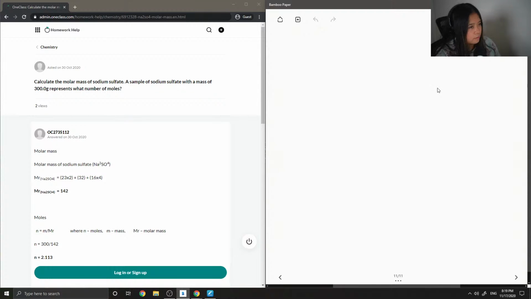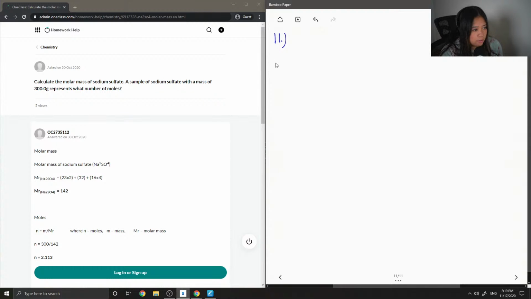Okay, so we are on question 11. Calculate the molar mass of sodium sulfate. A sample of sodium sulfate with a mass of 300 grams represents what number of moles? Okay, so this is a multi-step question.